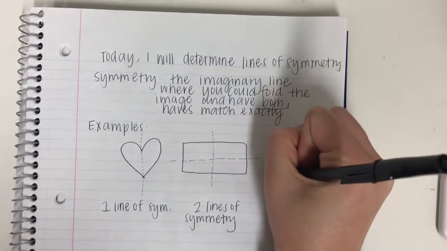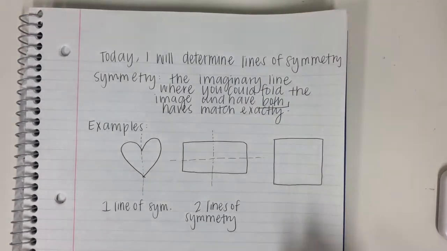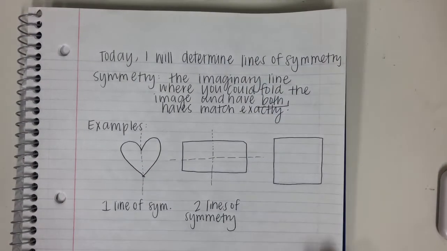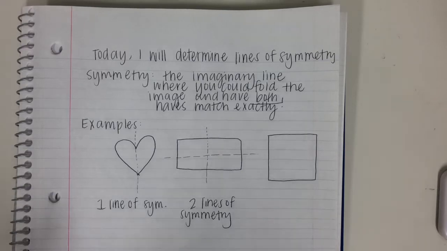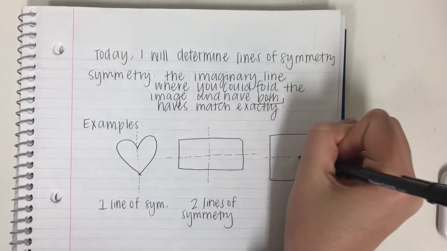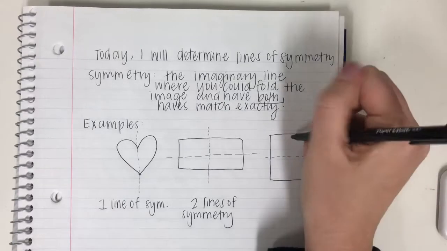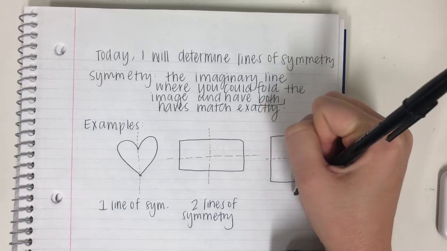And then we have a square, which has a lot of lines of symmetry. Most shapes do have lines of symmetry, only trapezoids don't have any lines of symmetry. So a square has a ton. So you can fold it in half this way. You can fold it in half this way. So that's two lines of symmetry.